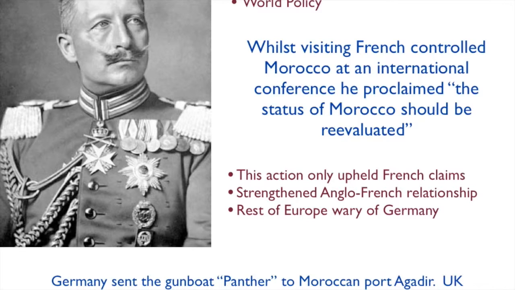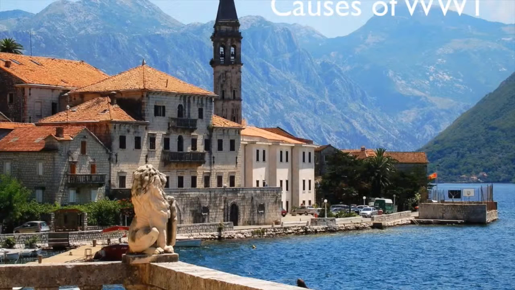Germany sent the gunboat Panther to the Moroccan port Agadir. The UK unequivocally supported France. Wilhelm left the region feeling dangerously isolated. So Germany steps into the waters, Britain shuts it down, supporting France, reinforcing this idea of a partnership.